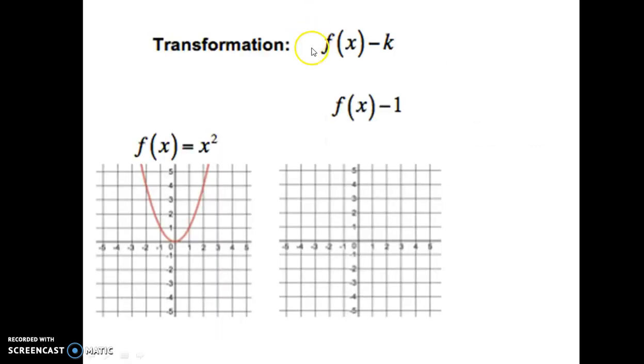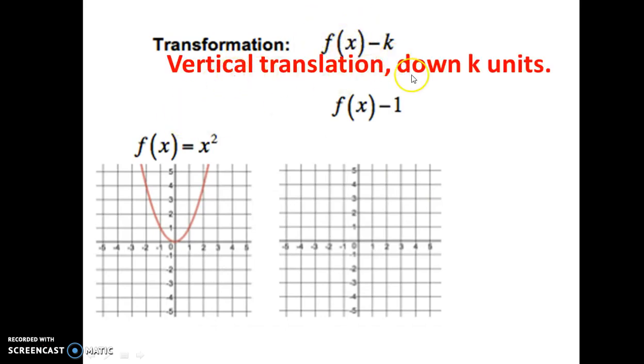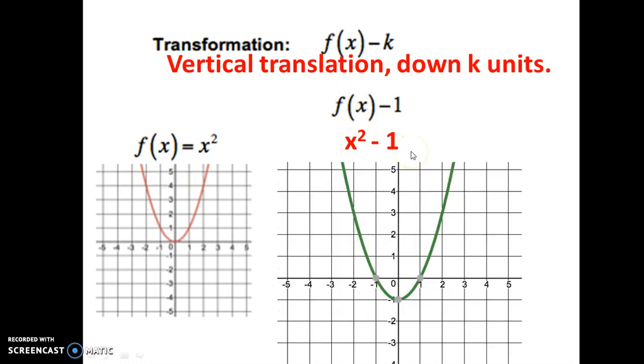Great. Next transformation. Original function minus k. This will be a vertical translation down k units. So our parent is here. We have original function minus 1. So original function minus 1. It will look like this. The entire function has shifted down 1 unit. The vertex was here. Now the vertex is down 1 right here. Everything's shifted down 1.